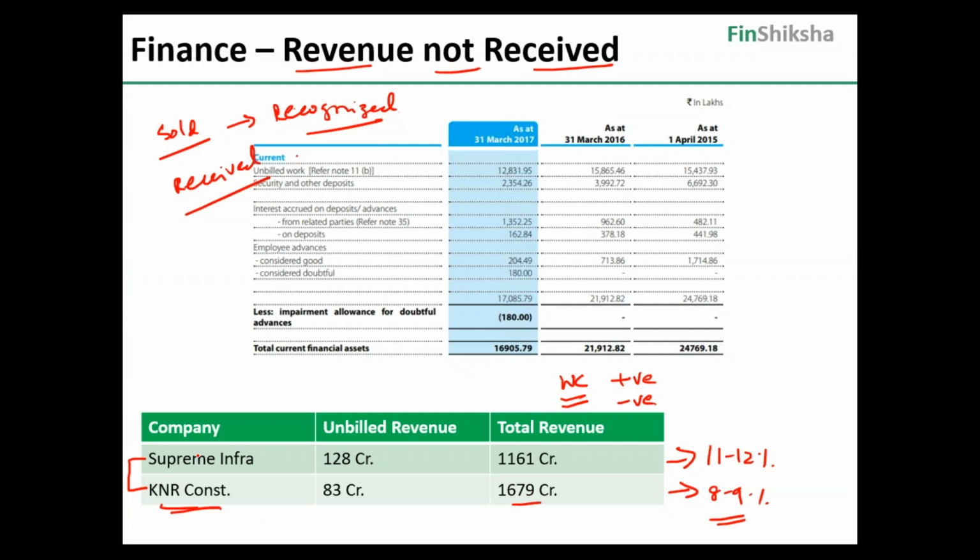But how do you find this? It's unbilled revenue. So you go to the current assets, and there will be unbilled work. This is the unbilled work which they are yet to receive. They have sold it, they have recognized it. That means in the P&L statement they would have mentioned that this is my sales, but it's unbilled. They have not received money. So again, this is not a red flag, by the way.